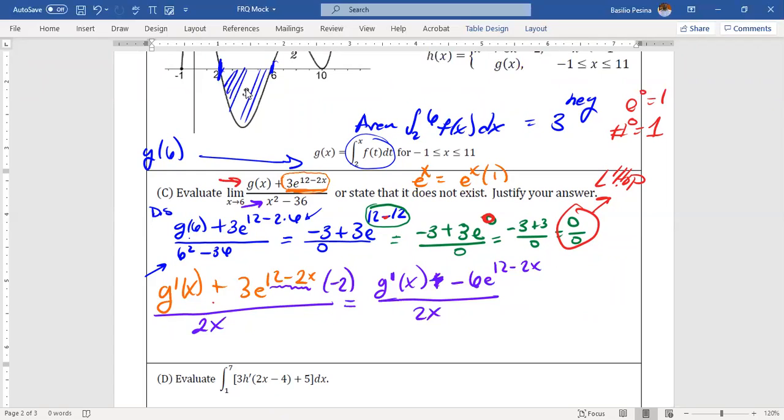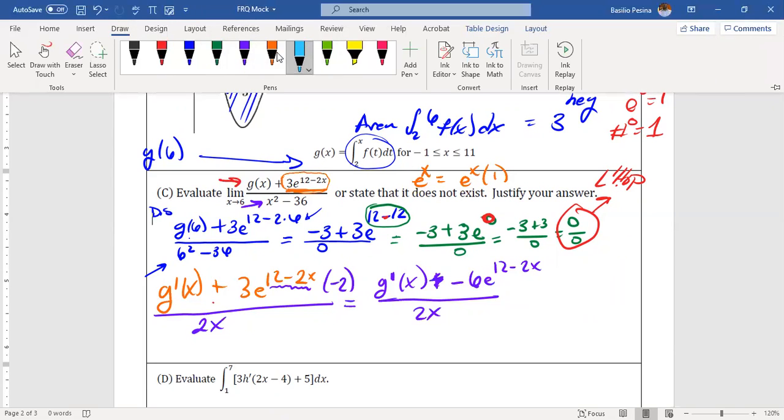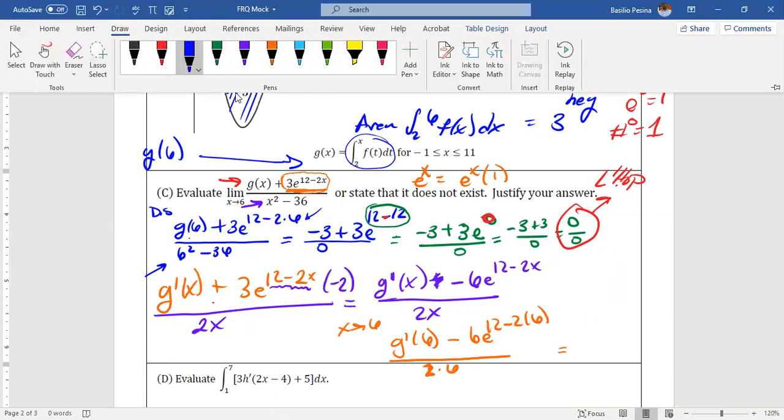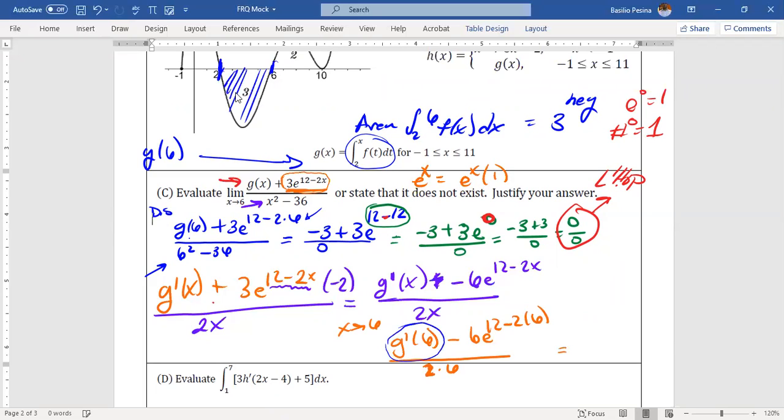And what do we do once we find out that we derive this? What should we do? Well, we try the direct substitution one more time, right? So if I substitute the limit as x approaches 6 one more time, this is g prime of 6 minus 6e^(12 minus 2 times 6) divided by 2 times 6. All I did was substitute x equals 6. But I'm very, very concerned on this part right here. g prime of 6. What is g prime?